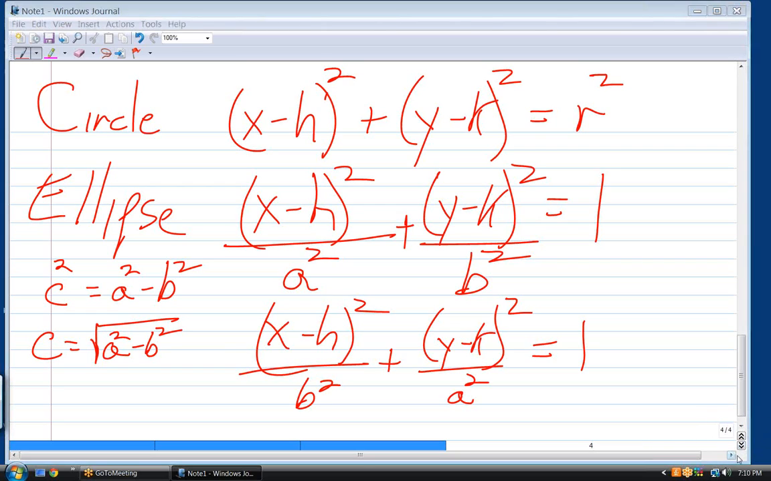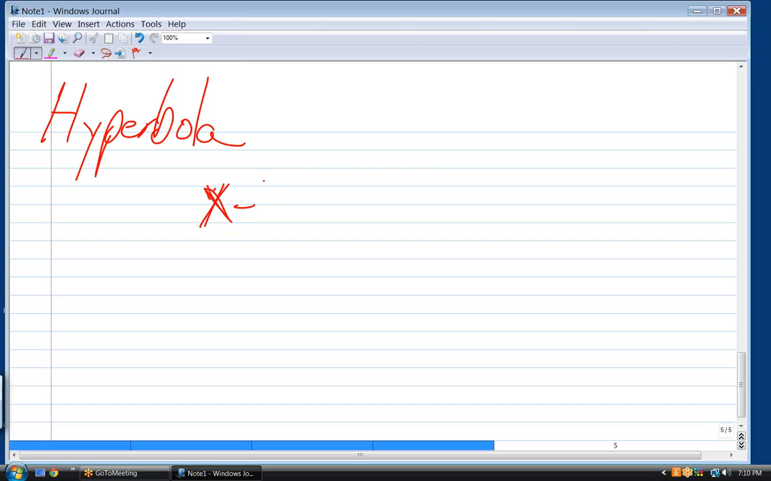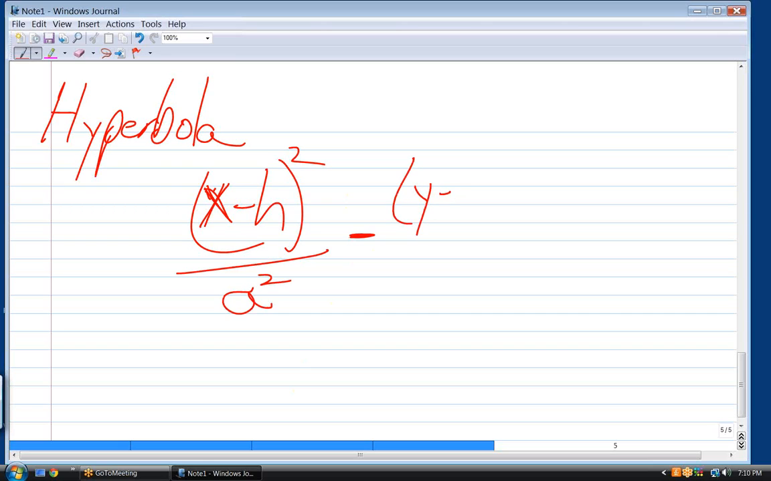Okay? Finally, a hyperbola. General equation for the hyperbola? Isn't it x minus h squared over a squared minus y minus k squared over b squared? That's the only difference between a hyperbola and an ellipse: there's a minus sign in the middle instead of a plus sign, still equal to 1. This is for a horizontal hyperbola.